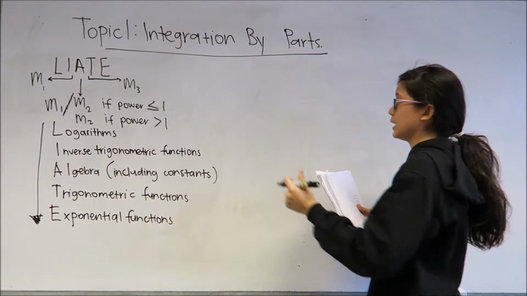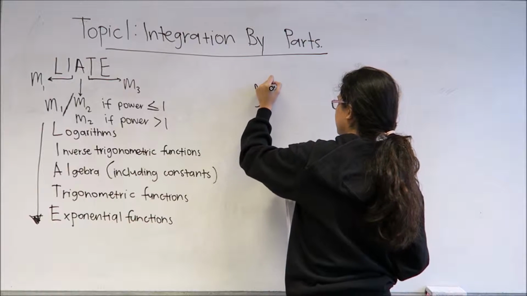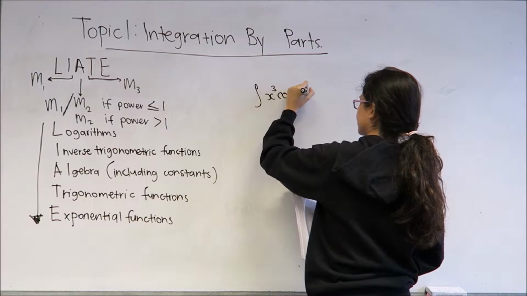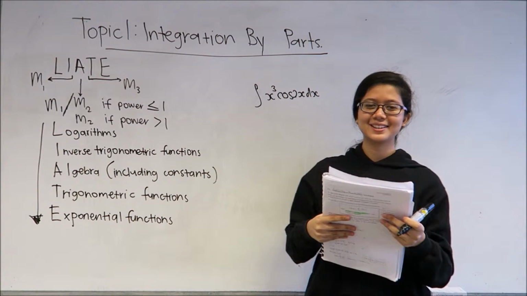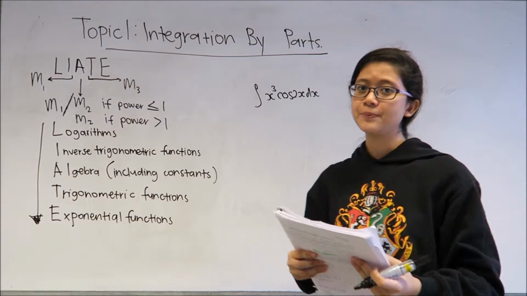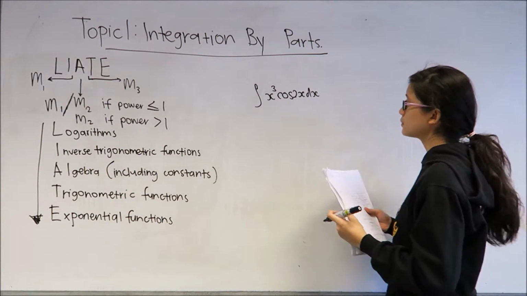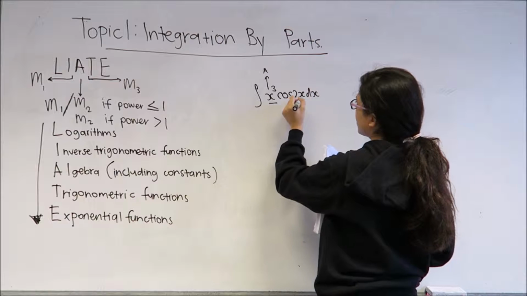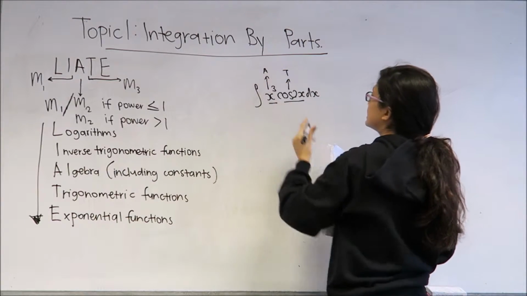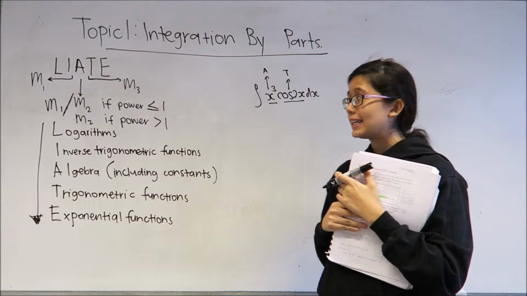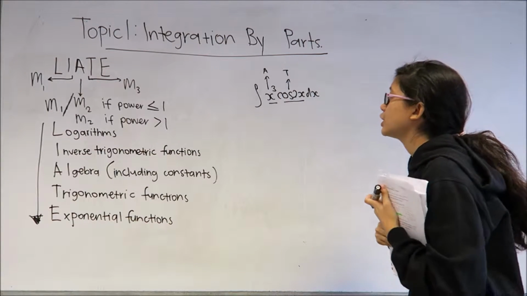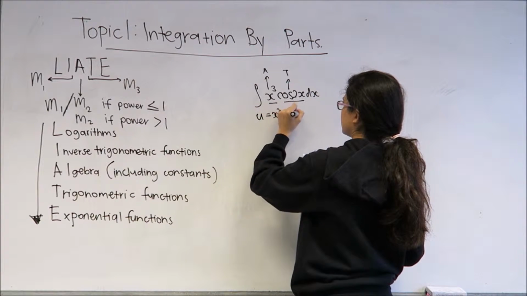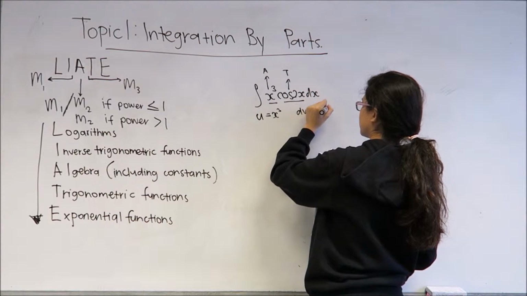So the next question will be, integrate x cubed cosine 2x dx. Firstly, you're going to identify which one is your u and which one is your dv. Your x cubed will be your A, algebra, and cosine 2x will be your T. Since from the LIATE, your A comes first, therefore u will be x cubed, and your dv will be cosine 2x.